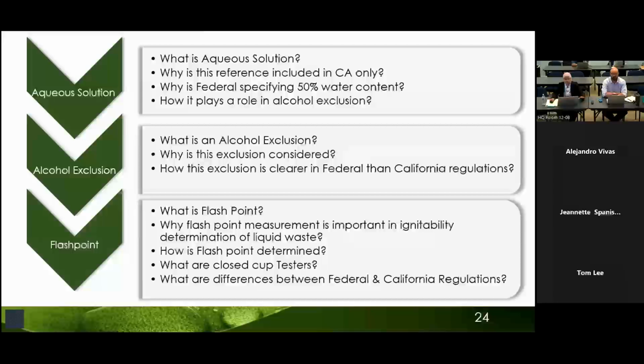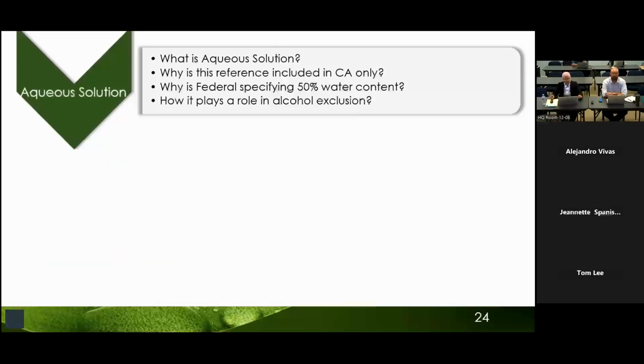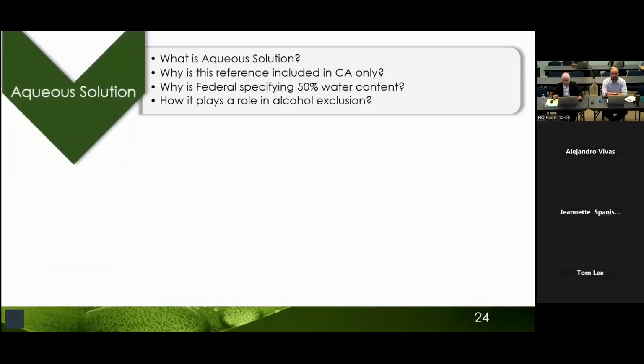So these are 3 concepts that we will focus on to get a better understanding of how they shape the criteria. First, we have aqueous solution, then alcohol exclusion, and finally the flashpoint. We will look at each one step by step, starting with the first concept, aqueous solution. We will dive into what it means, why it's included in California's regulations, and how it differs from federal regulations. After that, we will see how it affects the alcohol exclusion rule. So let's get into it.